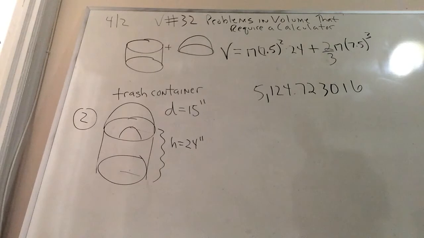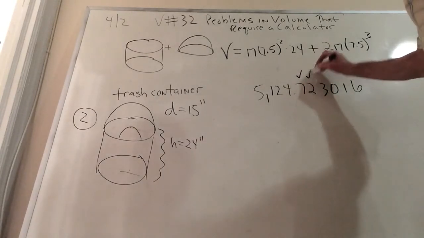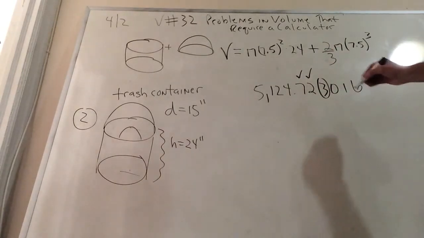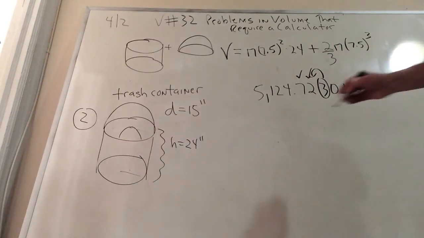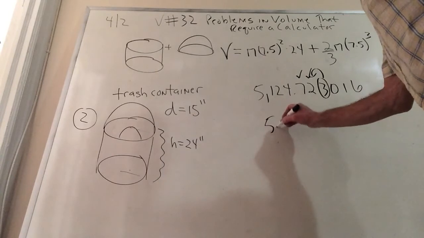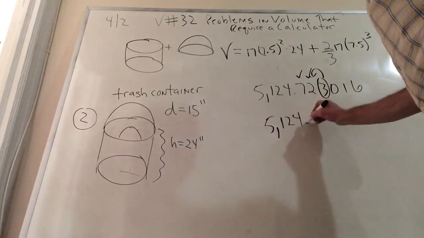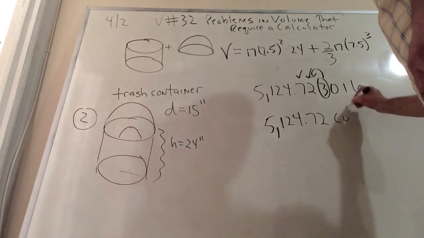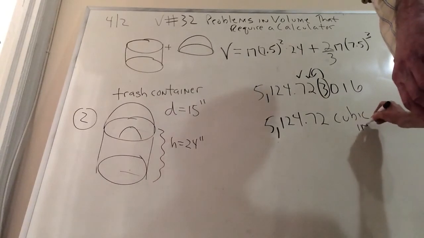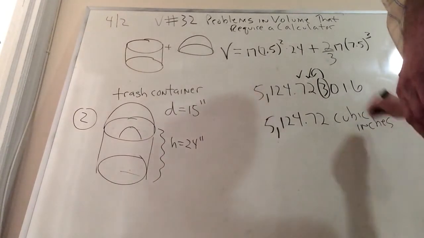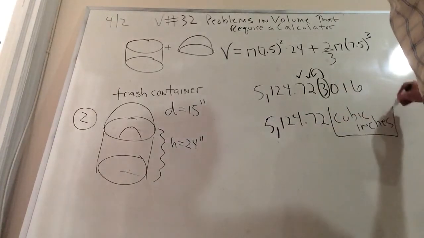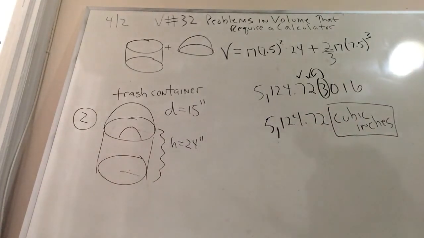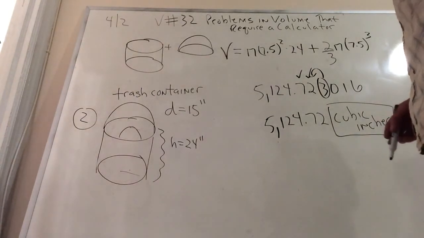We were asked to do this to the 100th. Circle the guy to the right, draw your arrow. It's so simple to do, and the correct answer is 5,124.72 cubic inches. And when I graded the math test a couple years ago, we were instructed to take points off if you didn't mention what you're doing here. Not unreasonable. You should understand that this is in cubic inches.